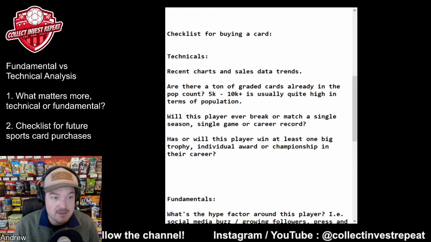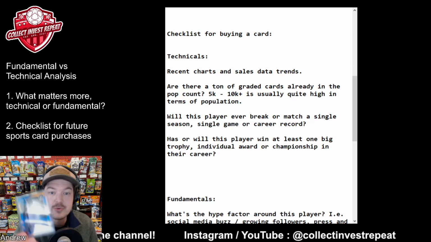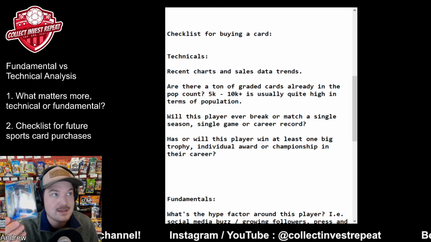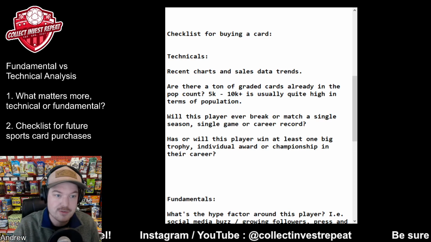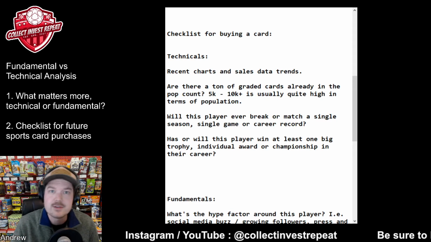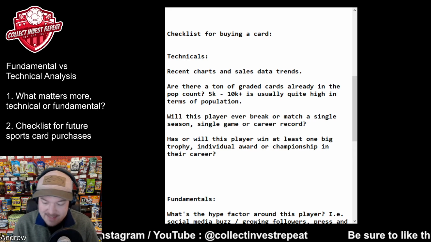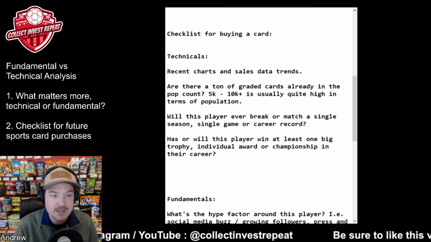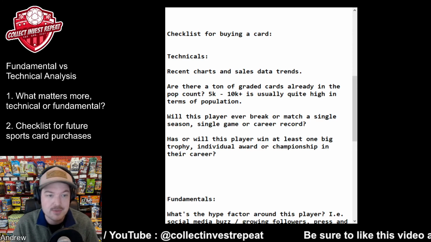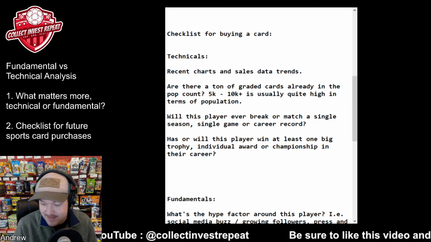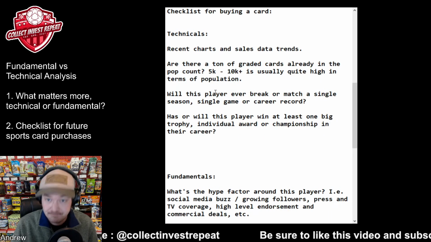Are there a ton of graded cards already in the pop count? So I do know that there's definitely not nearly as many graded versions of this card as you would maybe see of like a Luka or a Zion. I mean, they're in the like, what, 20,000 plus range, and I think Luka bases are something like in the 15 to 20K graded range for PSA. So that I did take into account, and really in general, anything over 5 to 10K is usually pretty high, which sometimes you'll see with some of the biggest players. But I think this one for sure is gonna meet our criteria on the checklist there.